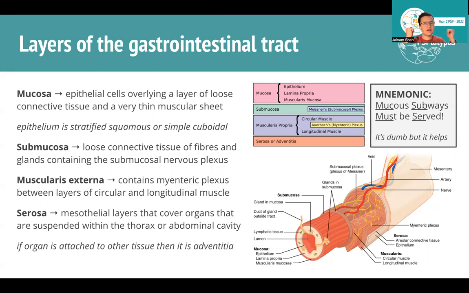A really dumb mnemonic that I came up with, because I always forgot this, is "mucus subways must be served." I don't know why, but it stuck in my head and I've never forgotten the layers ever since. Mucus is mucosa, subway is submucosa, must is muscularis, and served is serosa. You should also know what's inside some of them, especially the plexuses. Subways, submucosa, contains the submucosal plexus. Must, muscularis, contains the myenteric plexus. Okay, so those are the main things you need to know.